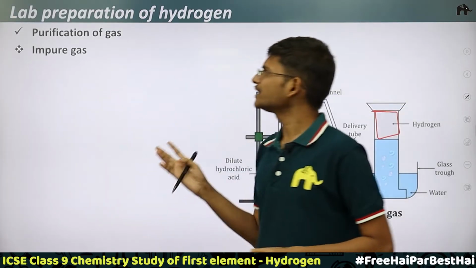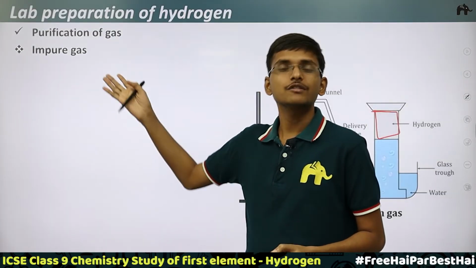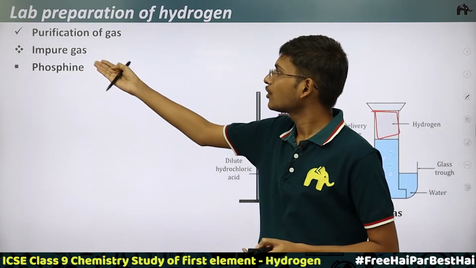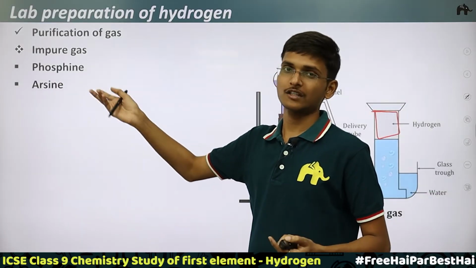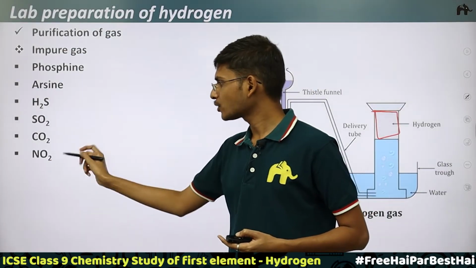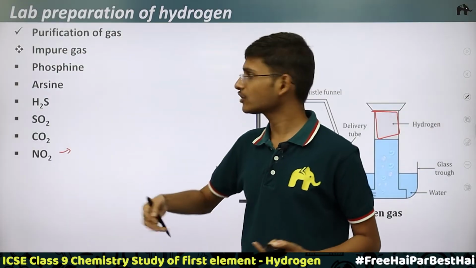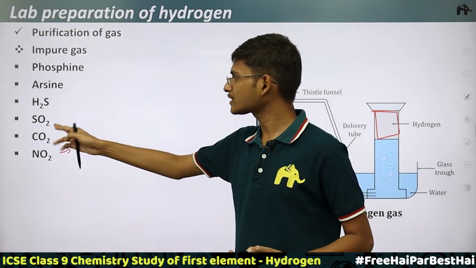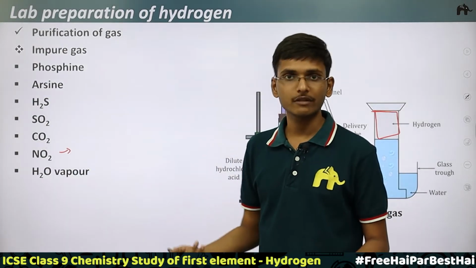So what are the impurities then? Which impure gases are present? The impure gases present are arsine and phosphine. Along with them, the impure gases may contain oxides of nitrogen, for example nitrogen dioxide. It may also contain hydrogen sulfide, sulfur dioxide, carbon dioxide. So phosphine, arsine, hydrogen sulfide, sulfur dioxide, carbon dioxide, nitrogen dioxide, and it may contain water vapor as well.